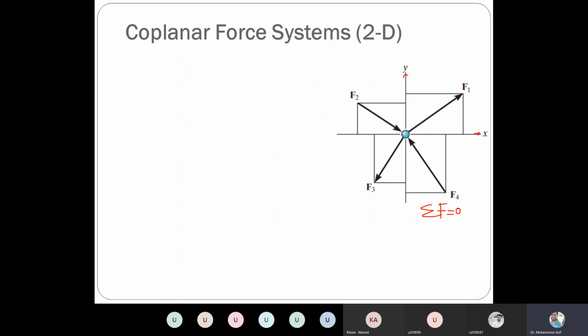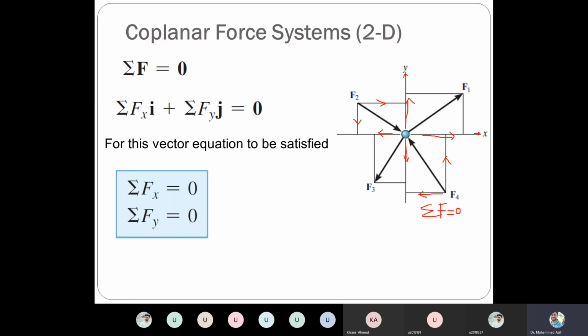But each force has two components, right? Sum of all the forces equal to zero, but every force like F1 has two components. One component is along the x-axis, we can say F1x, similarly F1y. Similarly F2 has two components, F2x and F2y. F3 has two components, F3x and F3y. Similarly this force has two components, F4x and F4y. So all the forces have two components. We can then sum up the forces on the x-axis as well as on the y-axis.